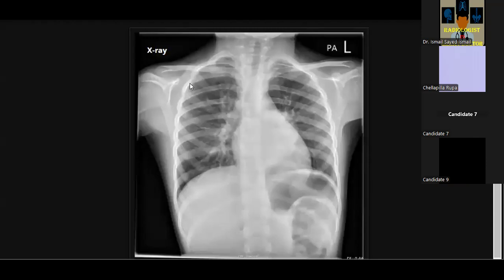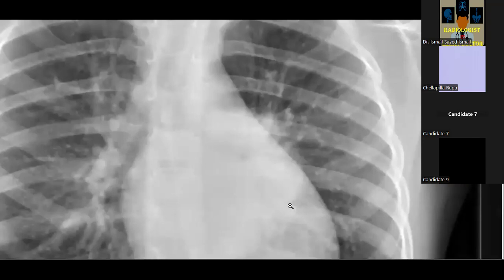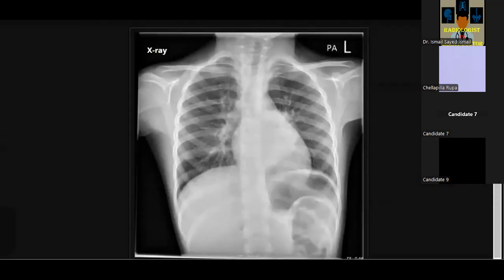What about the magic if rule? Relatively a young patient, and the lateral border is ill-defined. Okay, it's a tricky case again. Lateral border is ill-defined, and the bronchi is seen through. So it is pulmonary. It is air bronchogram with defined border. It's pulmonary in origin.